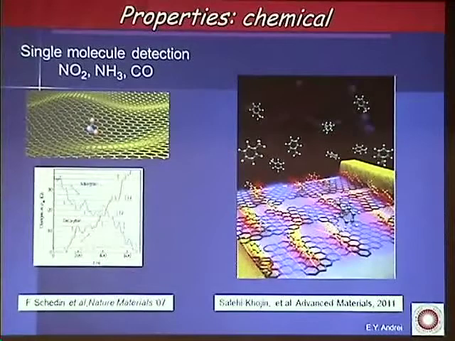Chemical properties are again amazing, and people have shown that one can detect single molecules of ammonia and carbon oxide, and so one can make extremely sensitive detectors. It's a very sensitive nose. So 1 atom added to this sheet gives you a jump in resistivity of about 1 or 2 ohms. And you can actually watch the atoms being deposited. This was done by the Manchester group.